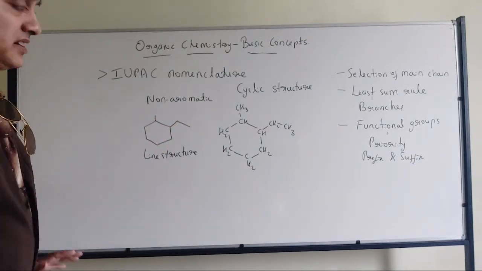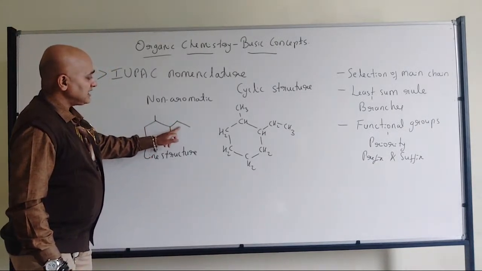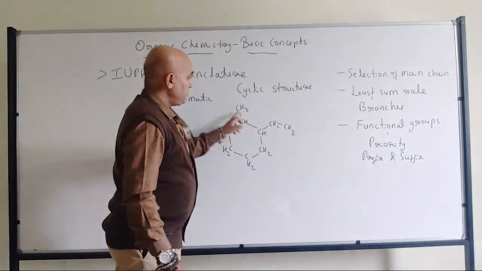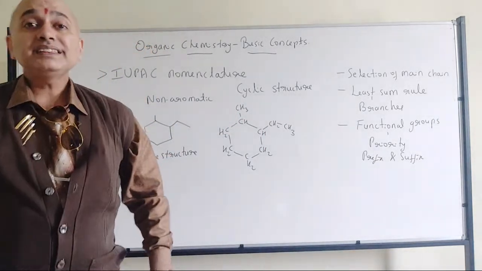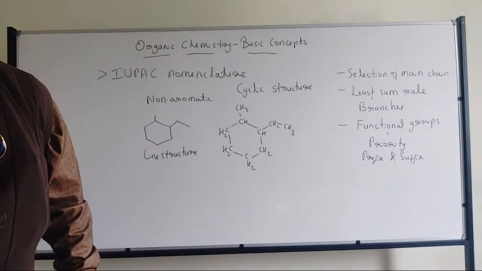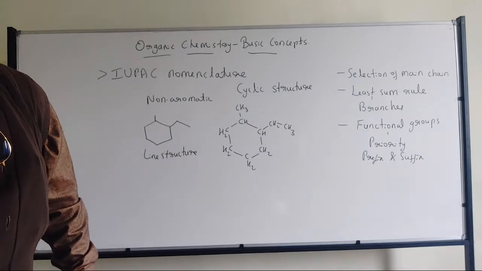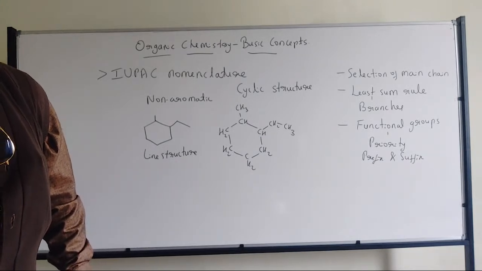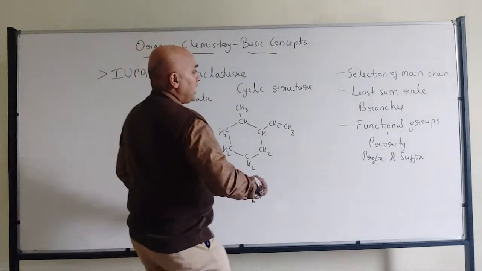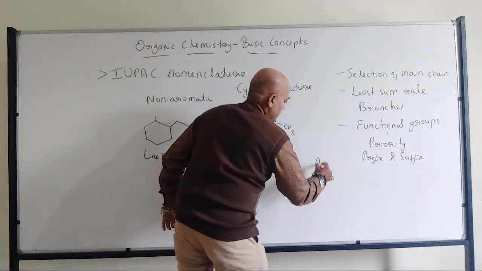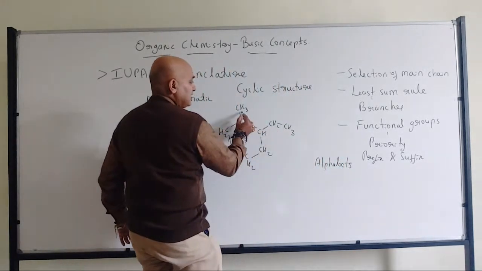So we have two substituents here. This is a cyclohexane where we have two substituents, one as an ethyl group and another one as a methyl group. Both are alkyl groups which have been substituted. So what can we do? We have to go for alphabets. Priority should be given with respect to alphabets because both are alkyl groups.